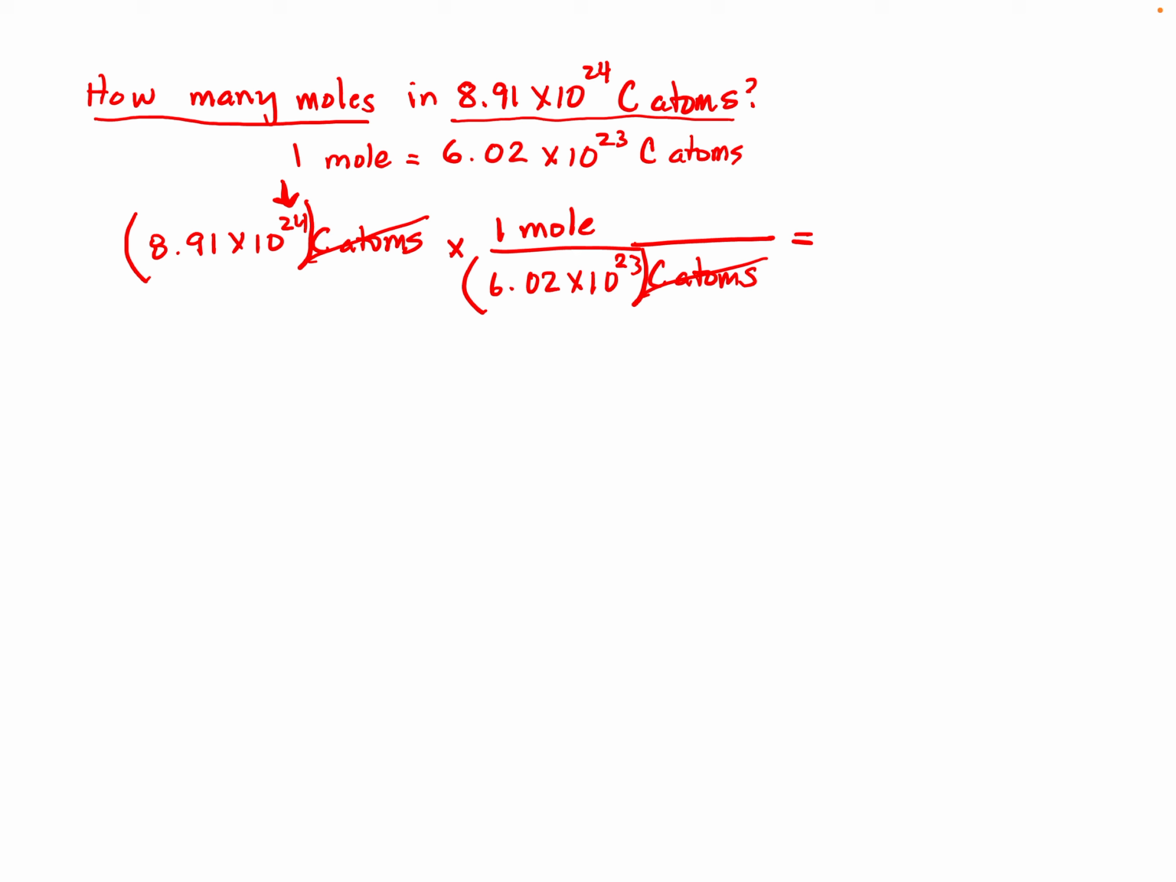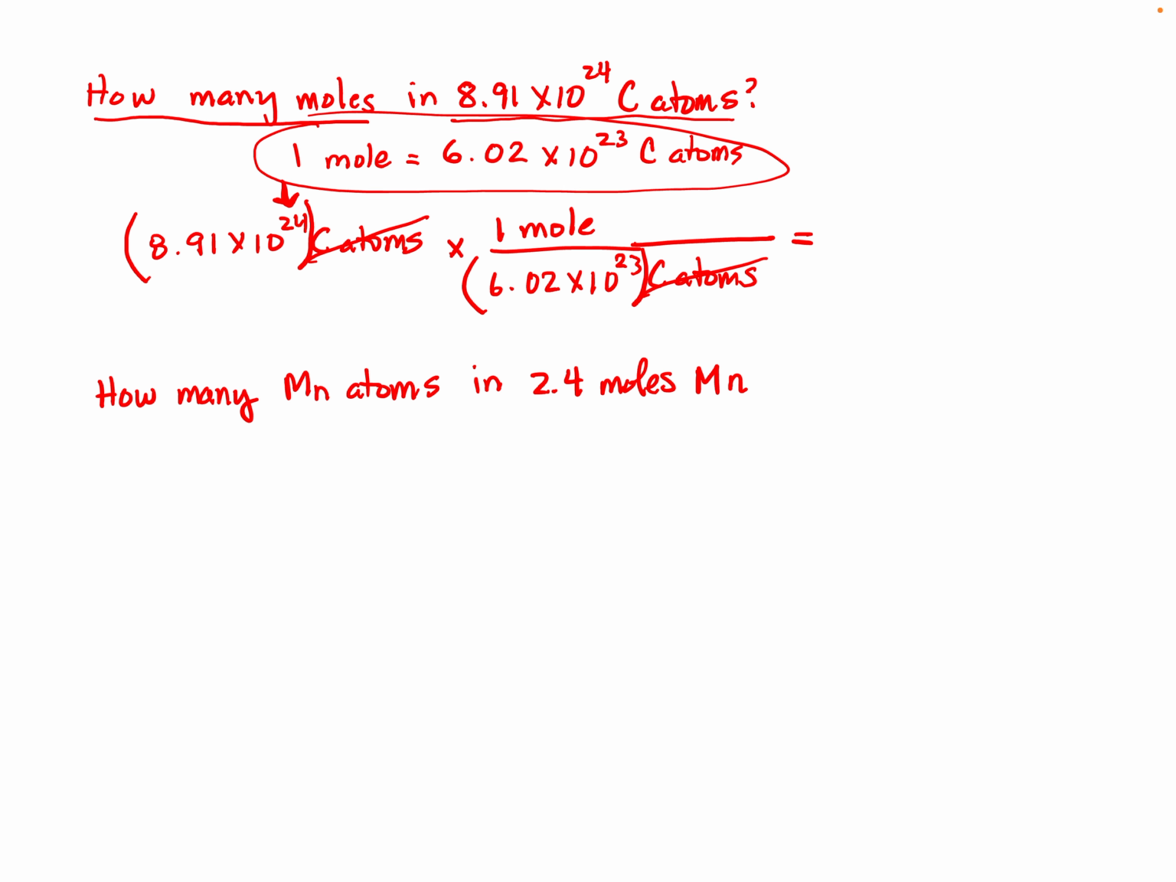This one, how many manganese atoms in 2.4 moles of manganese? All right, so our conversion factor, again, is going to be the same guy. 1 mole equals 6.02 times 10 to the 23rd. This time, manganese atoms.